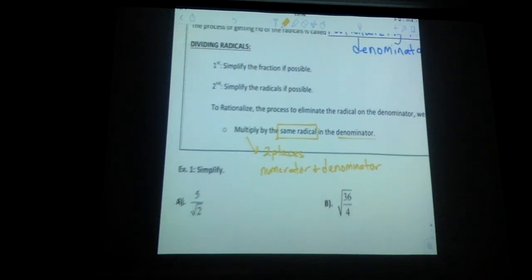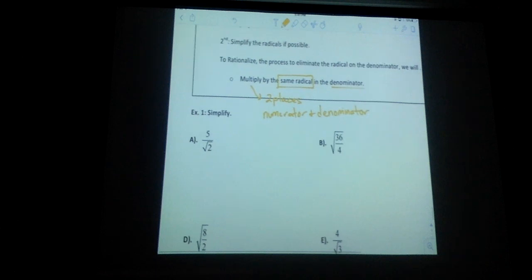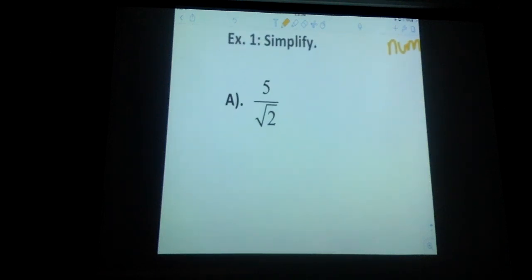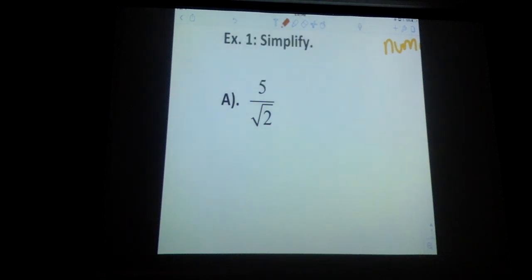All right, so let's take a look at a couple examples here today. The very first example is example A, where you've got 5 over the square root of 2. The very first thing is we need to simplify if possible. In this case, we can't do anything. 5 over square root of 2, nothing we can do there. So instead, we jump all the way to rationalizing. It said to multiply by the same radical as what we see in our denominator. In other words, where you saw square root of 2, you need to multiply by square root of 2 in both numerator and denominator.